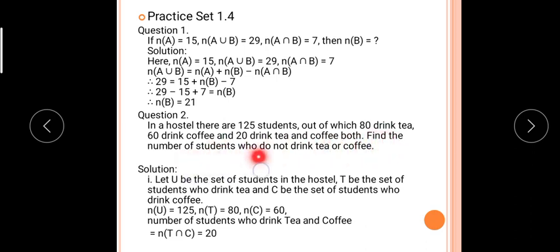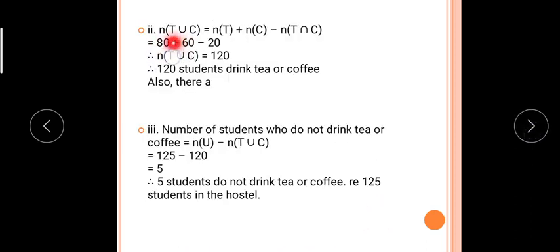And find the number of students who do not drink tea or coffee. So we have to find out the union of tea or coffee. Now what is given? n of U is given 125, n of T is 80, n of C is 60. The number of students who drink tea and coffee, the intersection, is 20. And now n of T union C, that is the students who drink tea or coffee or both. So this is your union, and therefore it is 80 plus 60 minus 20, which is equal to 120.